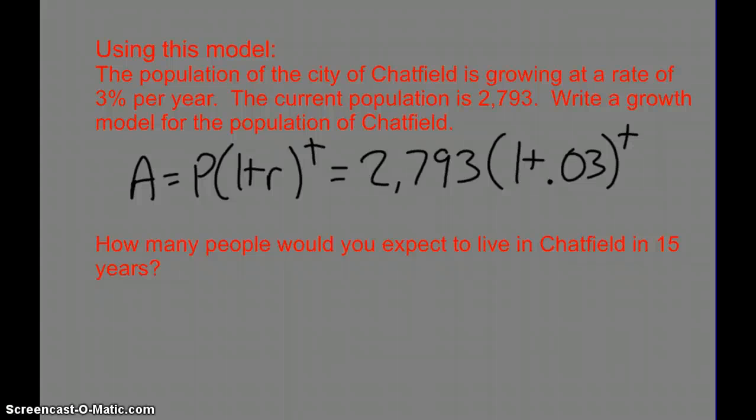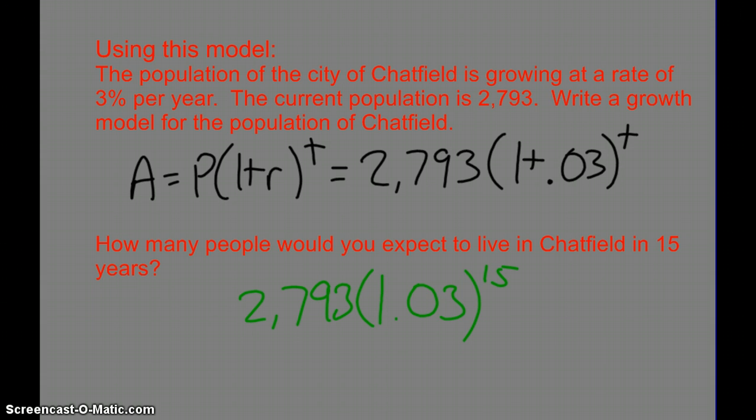So if we look at the second question here, how many people would you expect to live in Chatfield in 15 years? Well, that says use this exact same model, 2,793 times 1.03, except now we know the time. It's saying how many people will be here in 15 years. So if you plug that into your calculator and do 2,793 times 1.03 to the 15th, you get a population of 4,351.4, and because they're people, we're not going to cut them in parts, and we're going to call that 4,351.